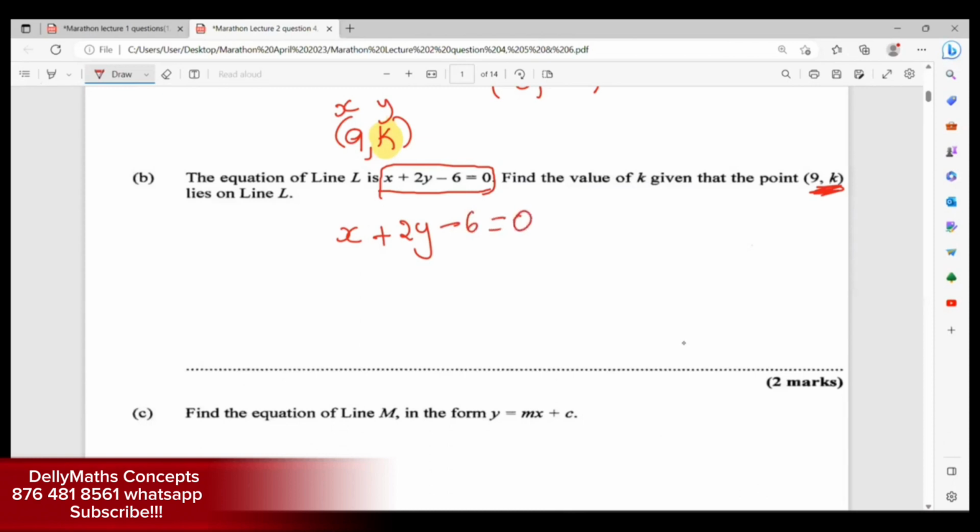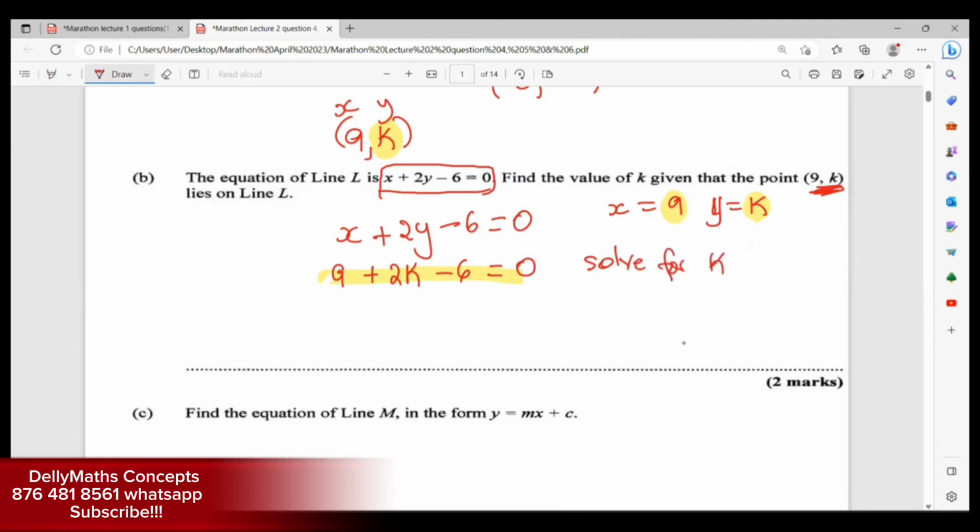I can use this to find points that are on that line. So you see the 9, I'm going to put the 9 for X, and I'm going to put K for Y. Since they asked me to find K, I'm going to put K there so that when I'm working it out, I'll see K coming out. So we're going to substitute. So in other words then, 9 plus 2 times Y, but Y is K, so I'm going to put K, minus 6, and this is 0. Very straightforward setting up. Then you solve for K.